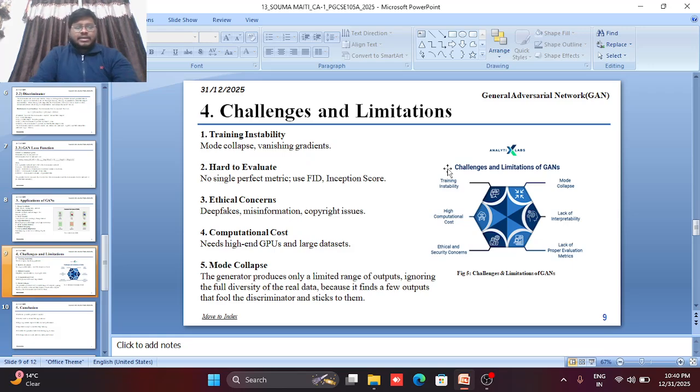Challenges and limitations. Despite their power, GANs have several challenges. Training GANs is often unstable and may suffer from problems like mode collapse, where the generator produces limited types of outputs. Evaluating GAN performance is difficult because there is no single perfect metric. There are also ethical concerns such as misuse of deepfakes and misinformation. Additionally, GANs require high computational resources, including powerful GPUs and large datasets.